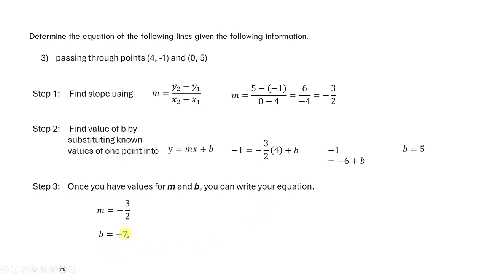Looks like I have a little error down here. I would say that b is 5, so this should be a 5 right here. Apologies for that error. Looks like I put in the right answer here though. So we'll just ignore that negative 7. We'll just pretend it's a 5.